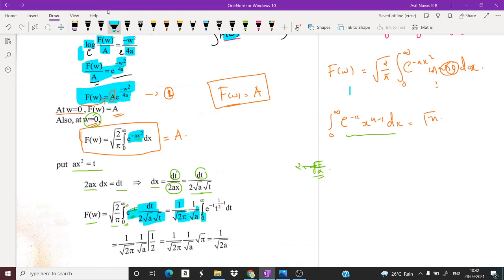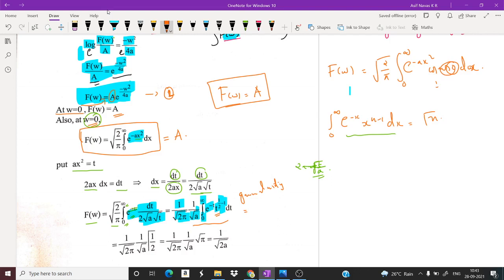integral 0 to infinity e raised to minus t, t raised to minus 1 by 2. You can write it as t raised to 1 by 2 minus 1. So this is in the gamma integral form, and here instead of x we have t raised to 1 by 2 minus 1.